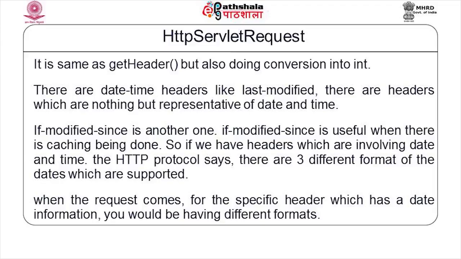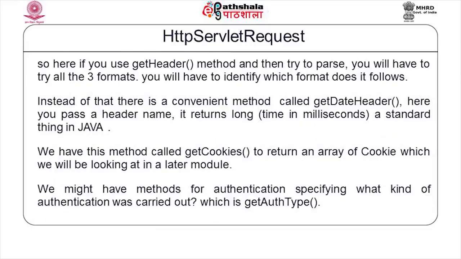So, when the request comes for a specific header which has date information, you would be having different formats. If you use the get header method and then try parsing, you will have to try all the 3 formats. You will have to identify which date time format it follows, and then do the proper parsing yourself. Instead of that, a very convenient method, just like we had the get int header, is get date header. The get date header, you pass a header name, it returns a long, the time in milliseconds, which is a very standard thing in Java, right.